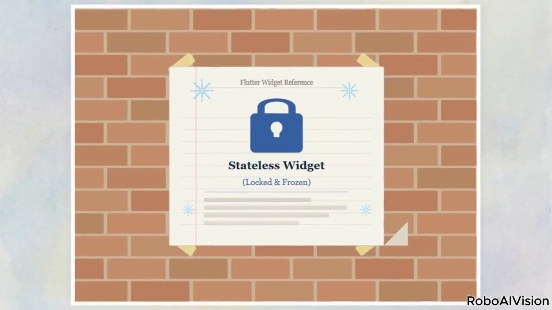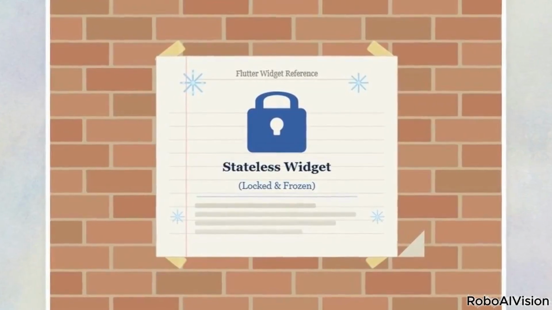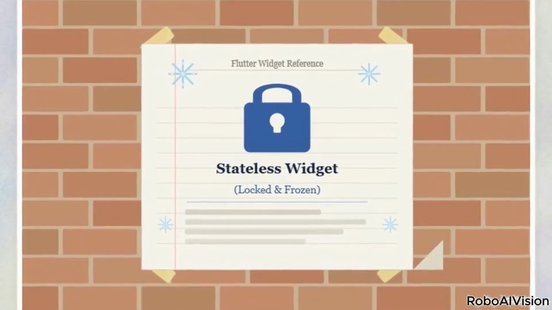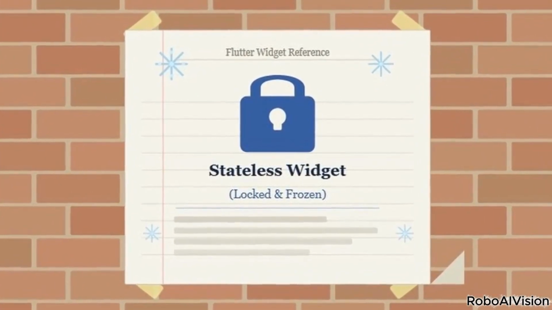Here is our first type of component, the Stateless widget. Think of it like a printed paper poster locked to a wall. Once rendered, it is permanently frozen. If the data inside changes, the screen will completely ignore you.